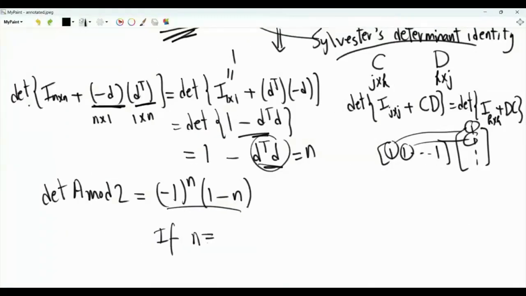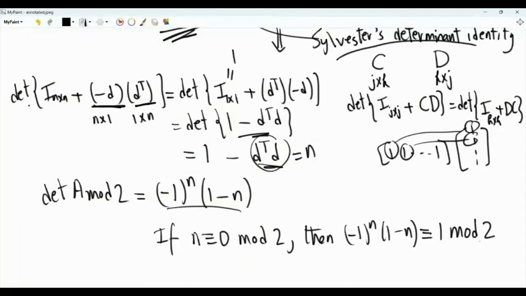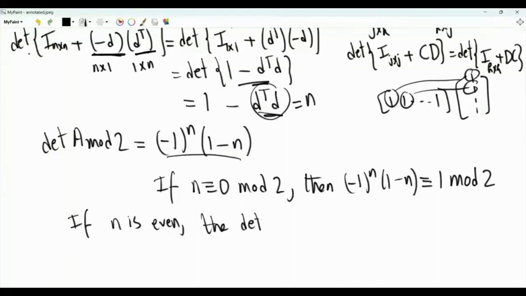If n is even, then the determinant is congruent to 1 modulo 2. The determinant is odd. In this case, the determinant of A is never equal to 0. If n is even, a matrix with zeros on the main diagonal, plus and minus ones elsewhere, is guaranteed to be invertible. It cannot be singular.